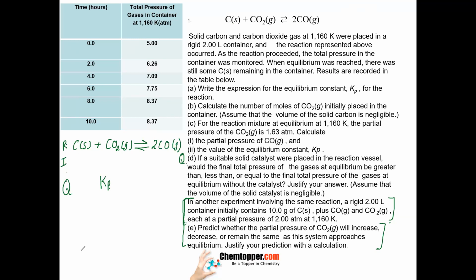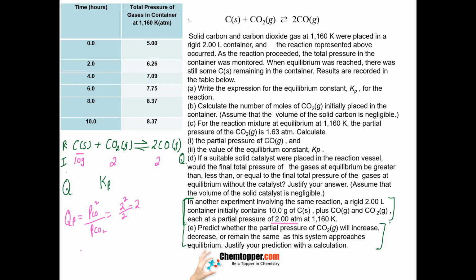So initial, 10 gram of solid. Are you interested in this solid, children? No. Just put a dash. Initial is 2 atm. This and this are also 2 atm. See here. So what is Qp? Pressure of CO raised to power 2 over pressure of CO2. How much is that? 2 squared over 2 is 2.